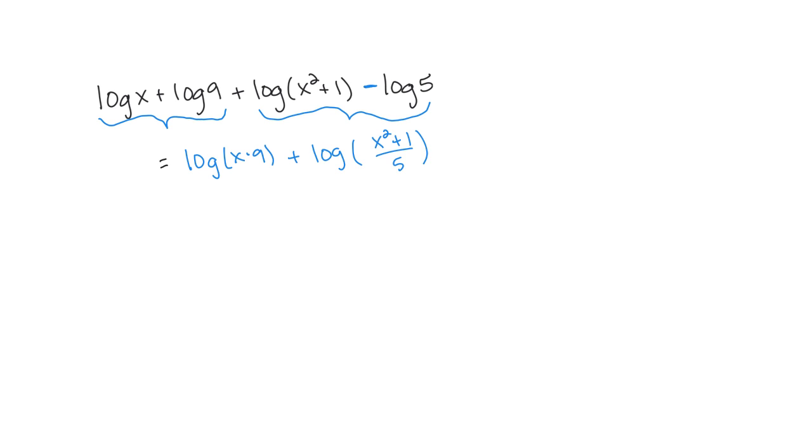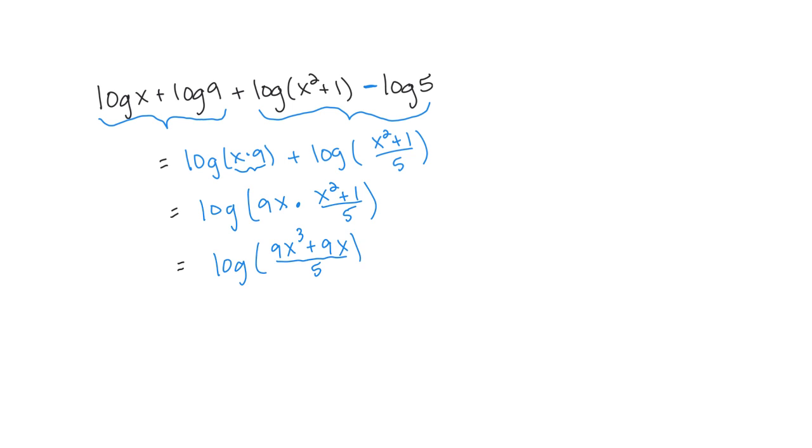And so now I can condense one more time because the operation between here and here is addition. What I can do is write log of x times 9, if you'll let me write 9x, times the quotient expression x squared plus 1 over 5. So now we've multiplied those two expressions together inside one logarithm. So I've condensed it into a single logarithm, but let's just clean it up using a little bit of algebra. We end up with log of 9x cubed plus 9x all over 5 inside that one logarithm.